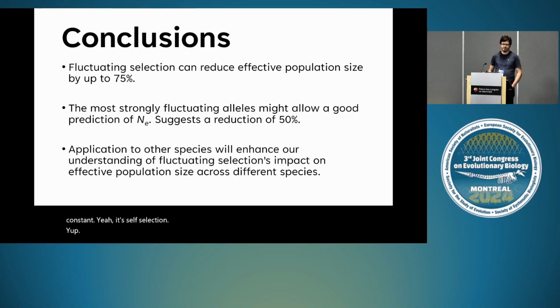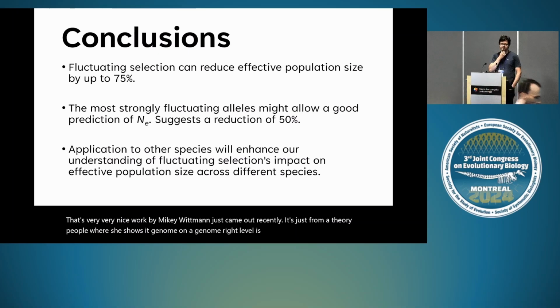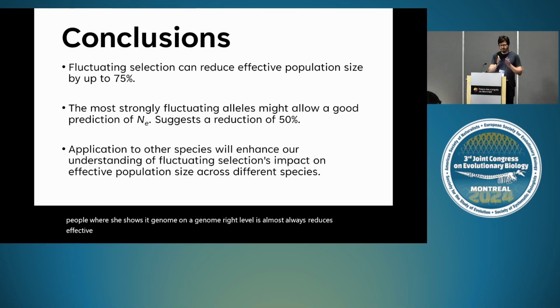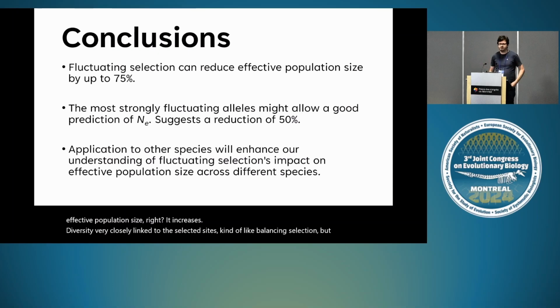Does fluctuating selection always reduce effective population size? Could there be scenarios where it actually increases it? Yeah, there's very nice work by Michael Wittmann that just came out recently. It's a theory paper where she shows that on a genome-wide level, it almost always reduces effective population size. It increases diversity very closely linked to the selected sites, kind of like balancing selection, but genome-wide overall it reduces diversity.